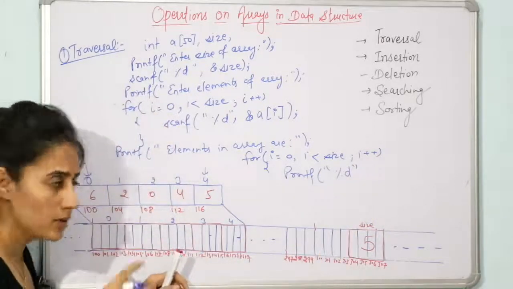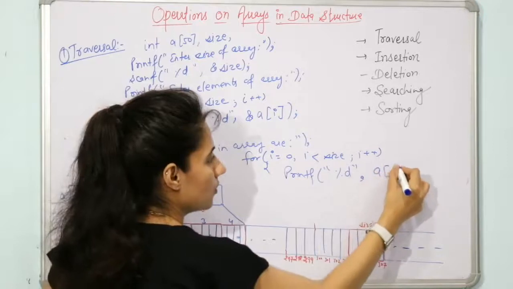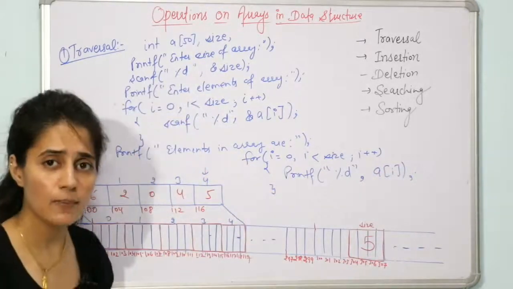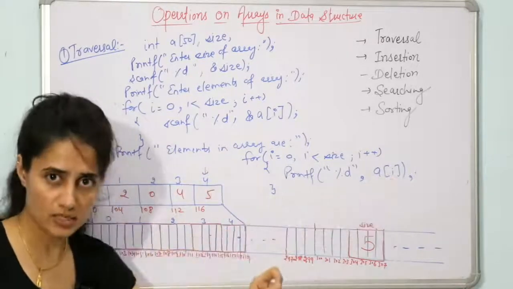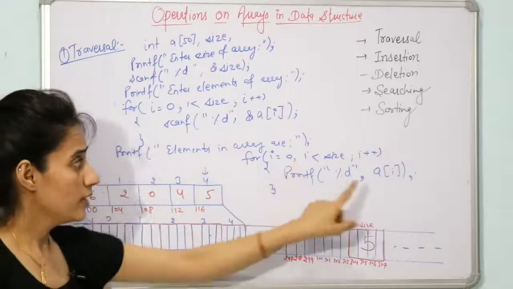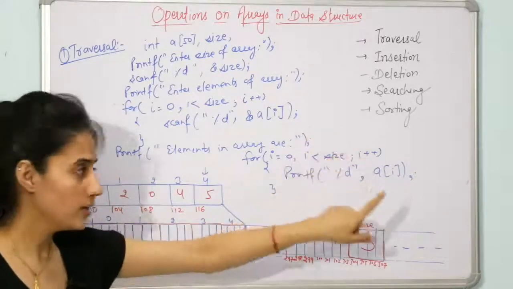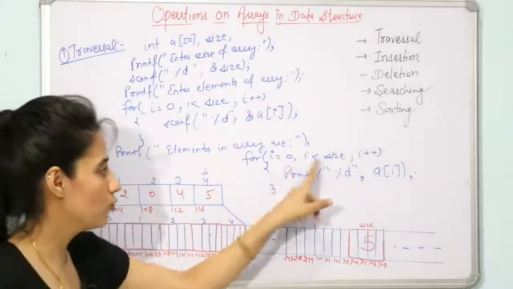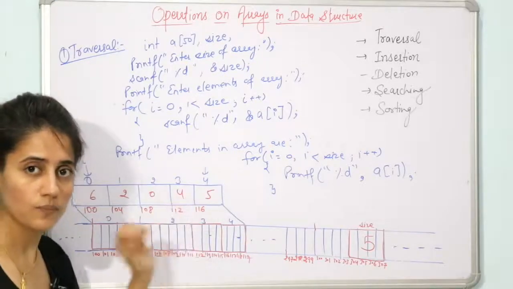Percentage d is for integer because the data type is integer, and here you simply write array of i, because in the previous video I told you that for accessing an element of the array you simply write the array name and in brackets you write the index. So i would be 0, then a of 0 would be printed, this 6, then i plus plus, i is 1, then a of 1 would be printed, that is 2. Like this, values from 0 to 4 would be printed. So this is now the traversing of the array.